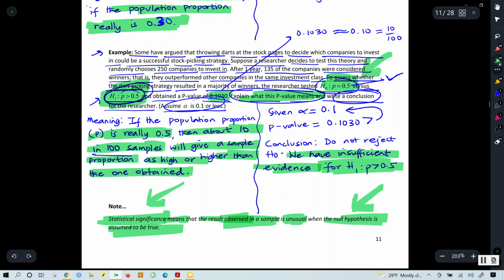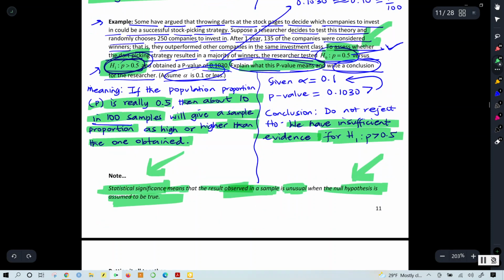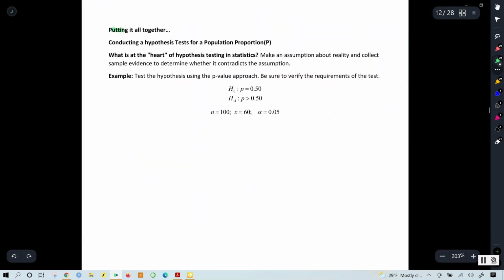So with that said, we proceed to putting it all together. And that is conducting a hypothesis test for a population proportion.